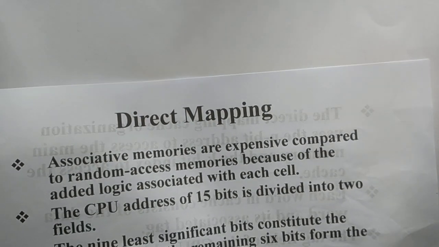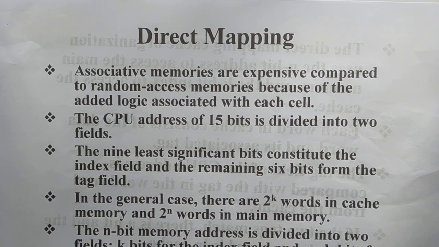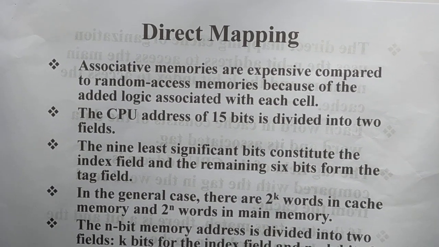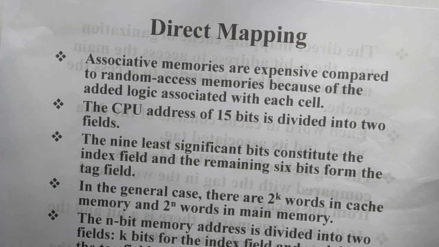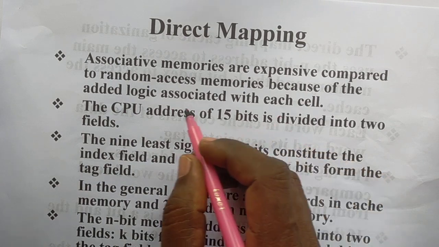Another topic is direct mapping. Okay, I will discuss direct mapping. Associative memories are expensive compared to random access memory. Suppose you frequently access data, so it is very expensive. Associative memory is very expensive because of the added logic associated with each cell.